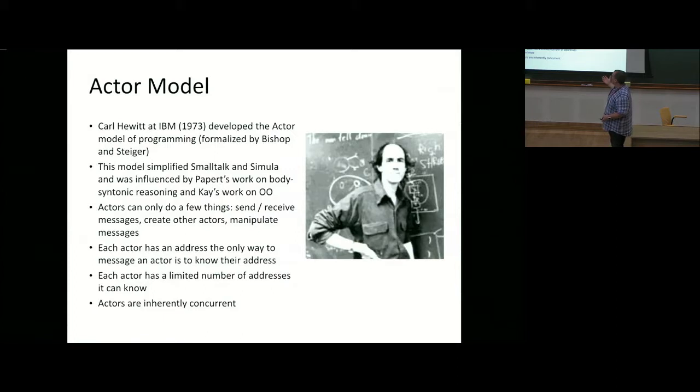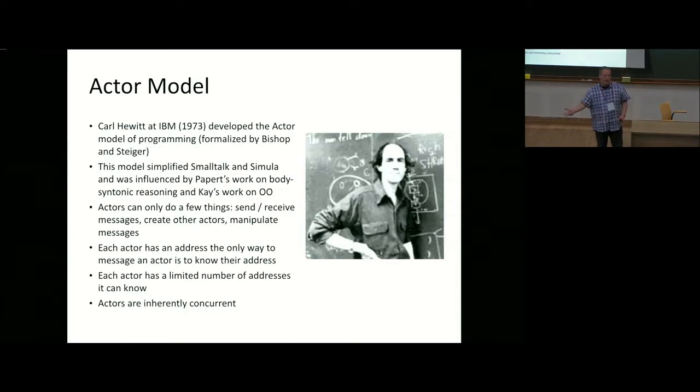It basically says that actors, which are your objects, can only do a few things. They can send a message, they can receive a message, they can create other actors, and they can change messages that they have, right? If you think about that, like our diffusion of information model that we're building, that's essentially our diffusion of information model, in many ways, except we don't allow them to create other actors, but other than that, everything else is, right?